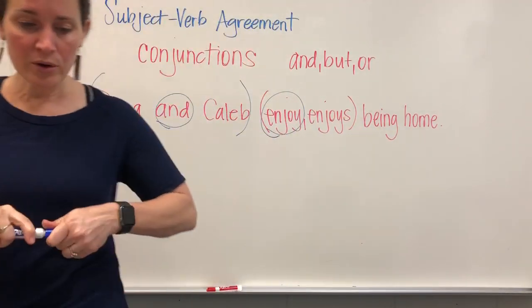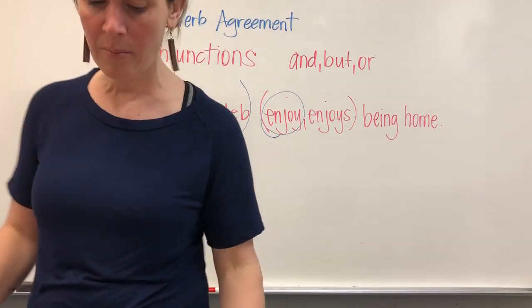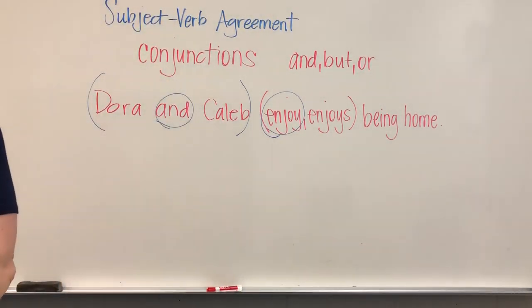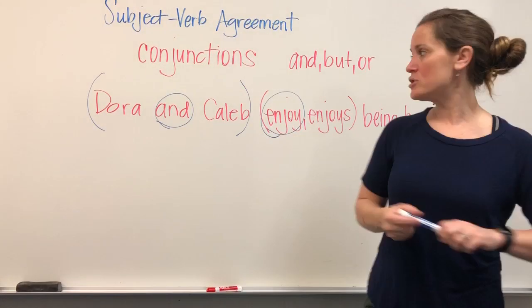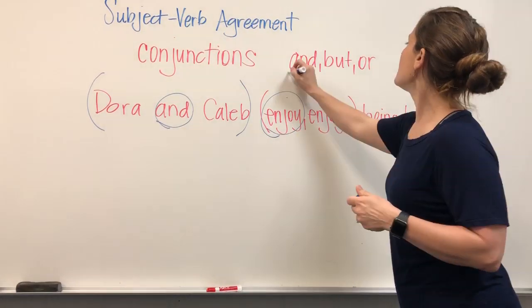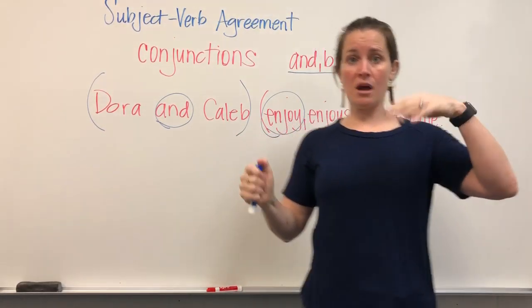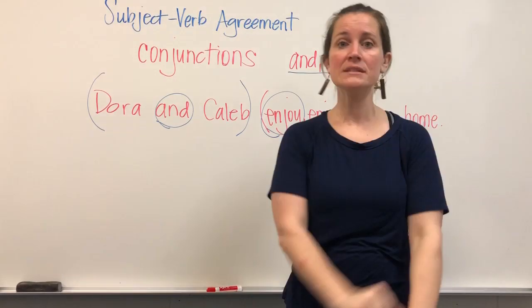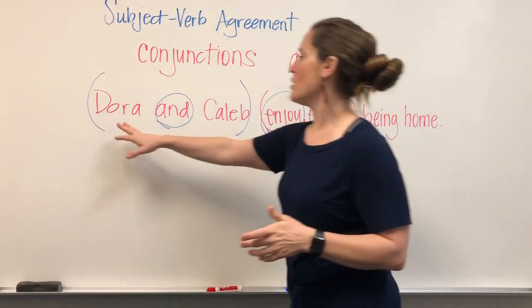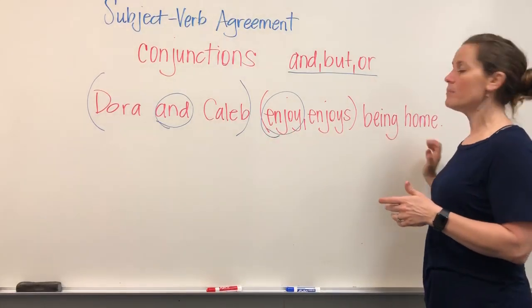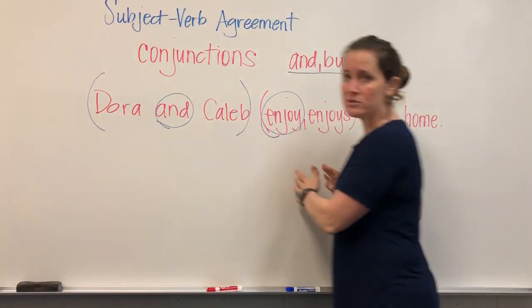Okay, so when we're looking at our notes and we're talking about our compound subjects and finding subjects, we need to make sure that when we see and, but, and or, an alarm goes off in our heads to say, oh, okay, this is combining something. And so Dora and Caleb enjoy being home instead of just Caleb enjoys and Dora enjoys.